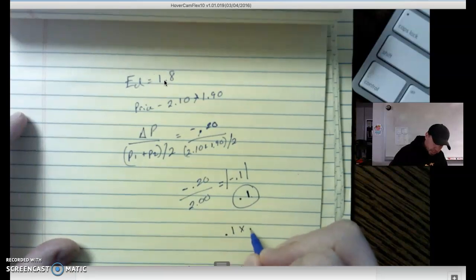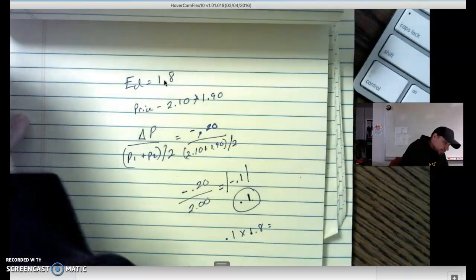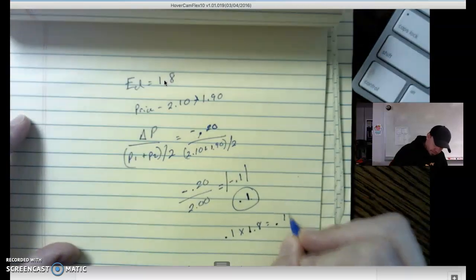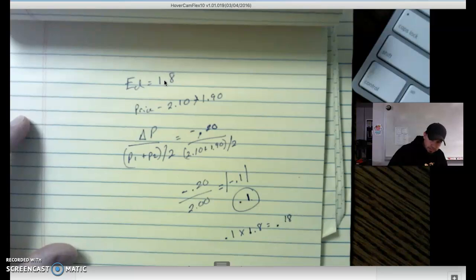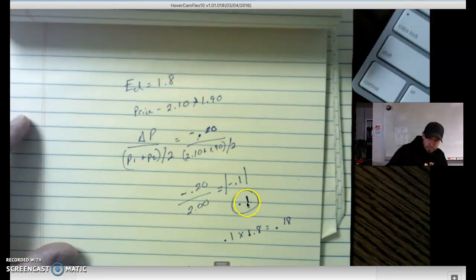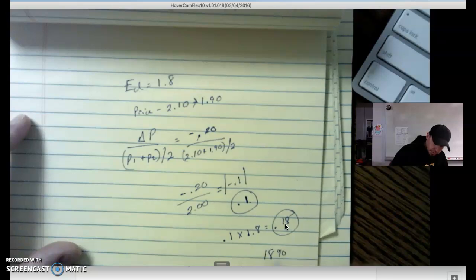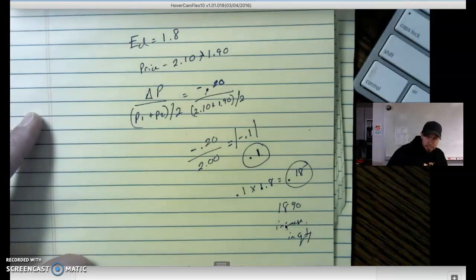So if we take this value, the 0.1, and multiply it by our elasticity value of 1.8, 0.1 times 1.8, it's going to give us 0.18. So what this tells us is, with the elasticity value of 1.8, a 10% decrease in price, going from $2.10 to $1.90, when we multiply that by our elasticity of demand value, we get 18%. So we see an 18% increase in quantity demanded.